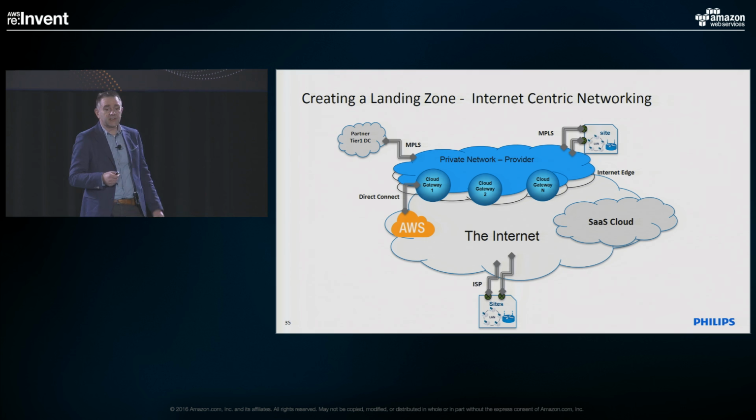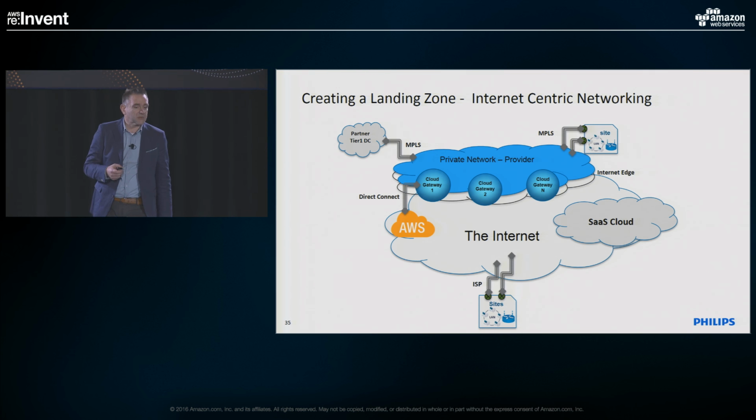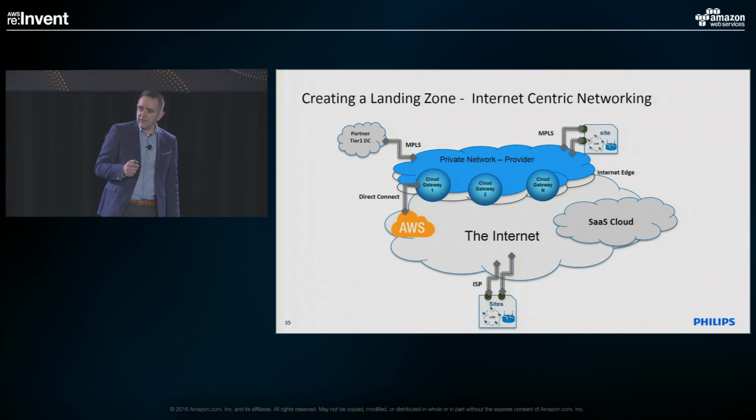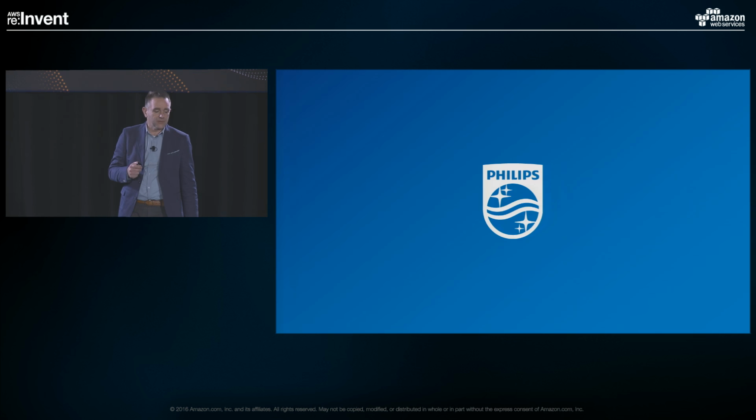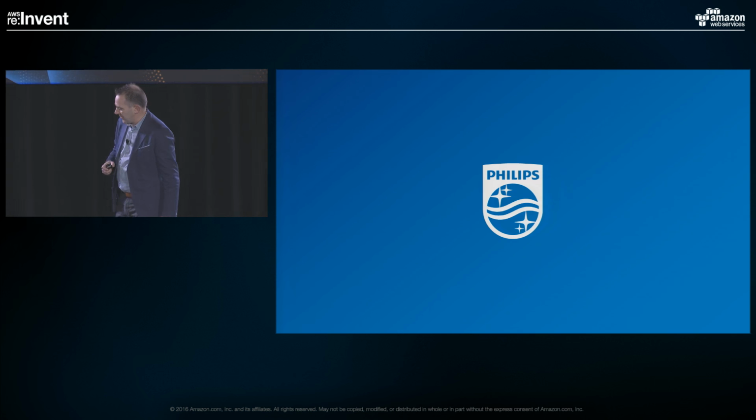And of course, we will also connect API-based with our SaaS cloud, where that is required. So this is, of course, a very high-level setup of how we do it within Philips. And this is not complete yet. We are still building it. And one of the things we are going to build over here is still Service Catalog. Scott will tell you more about Service Catalog.